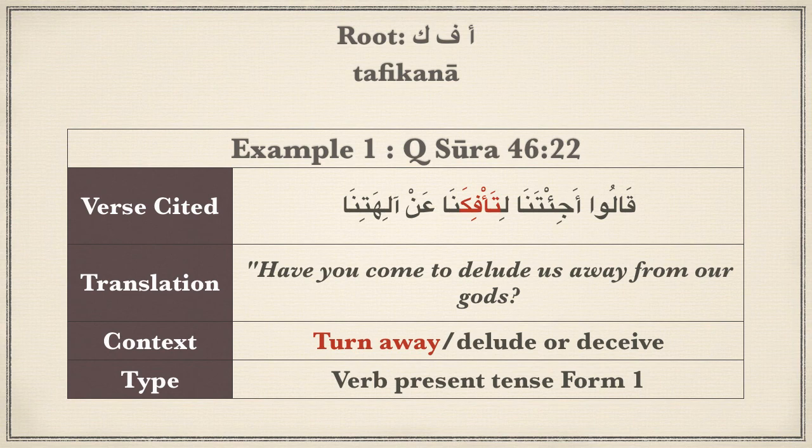The verb afaka is also pronounced as afika with root letters of hamza, fa, and kaf, and this root occurs 30 times in the Quran. In this verse, the present tense verb ta'fiku is used. And what I want to point out here is that the translator has shown the meaning of delude. But many other translators have chosen to use turn away because this is the other meaning of this word. So I believe the meaning is better understood if you just combine both the meanings as they're both applicable. So in other words, have you come to turn us away with deceit from our gods?